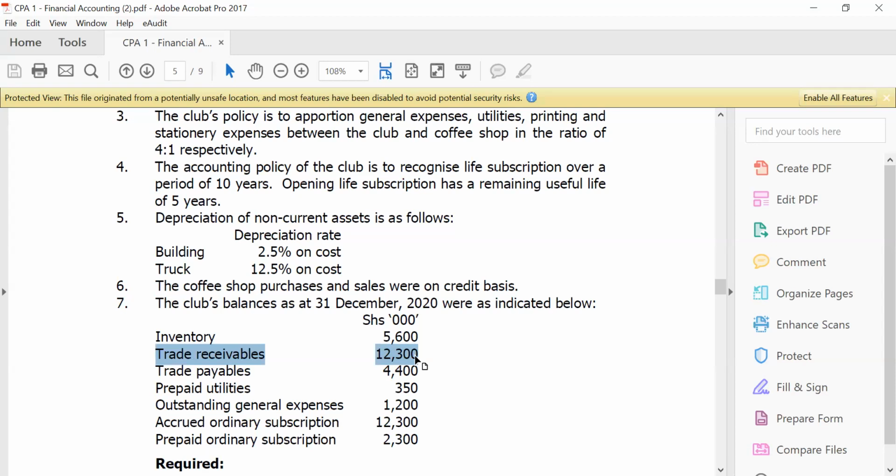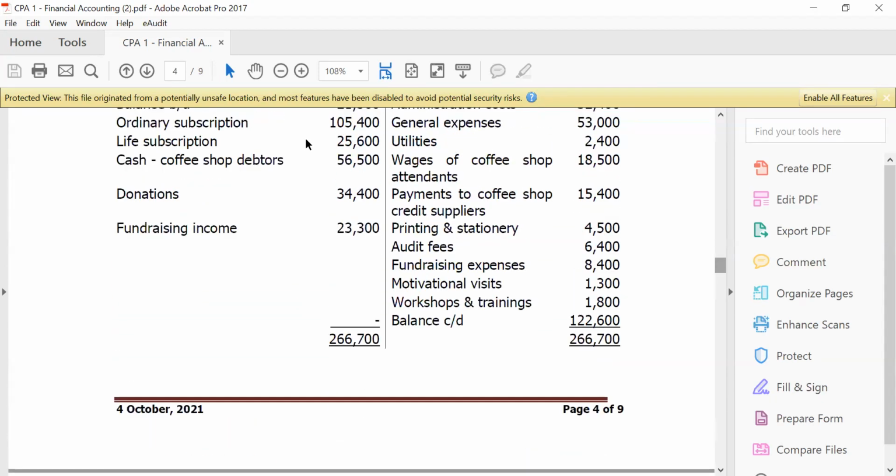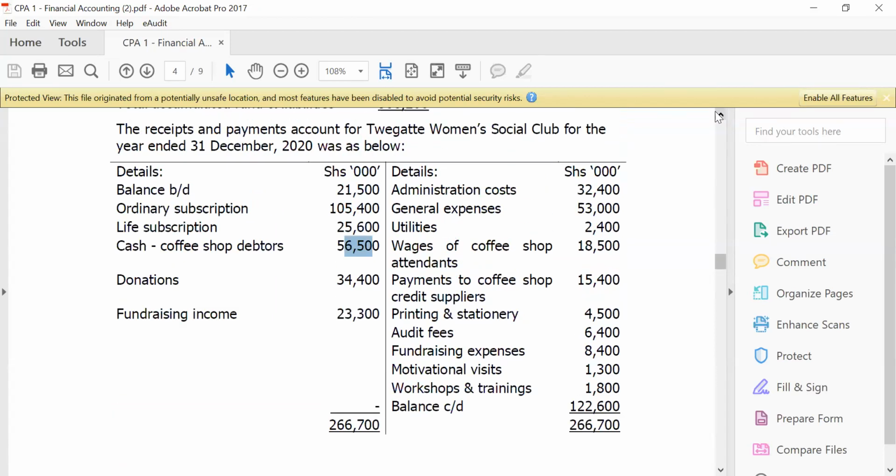We know very well that trade receivables come as a result of sales, okay? And remember, they told us that the coffee shop purchases and sales were on a credit basis. So when you see 12,300 is outstanding at the end of the year, it means that some sales are embedded in here. So I see the 12,300, and then I also see the 56,500. So how do I determine my sales? Do I add the two values together and with that get my sales? What do I exactly do?